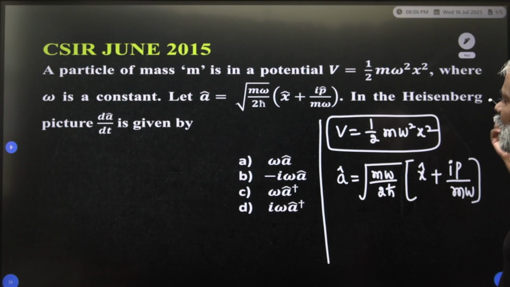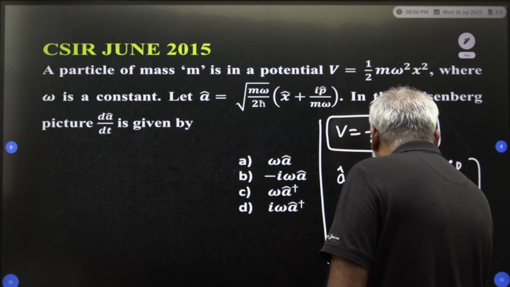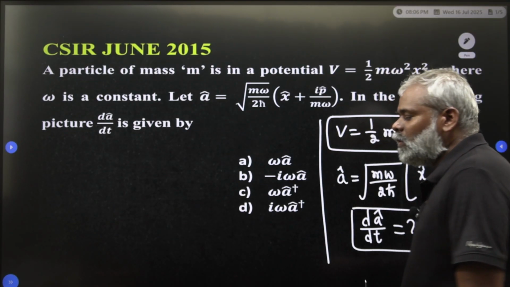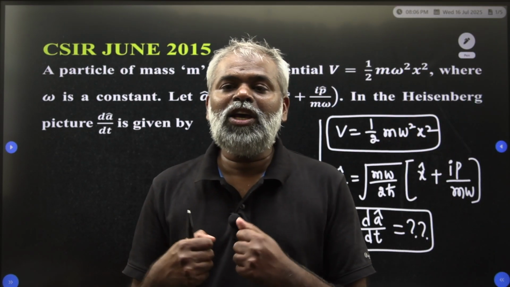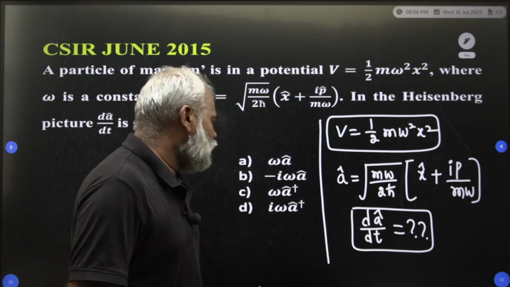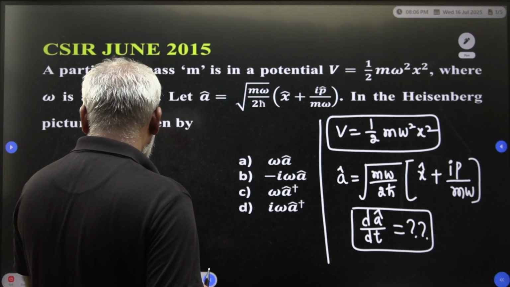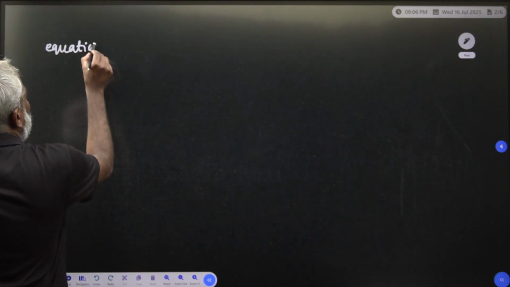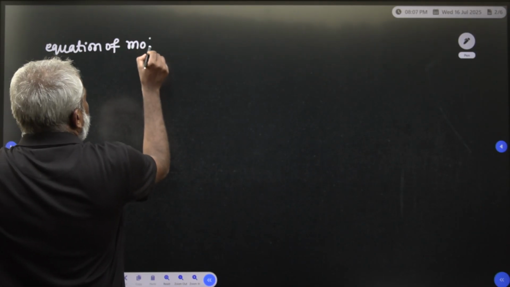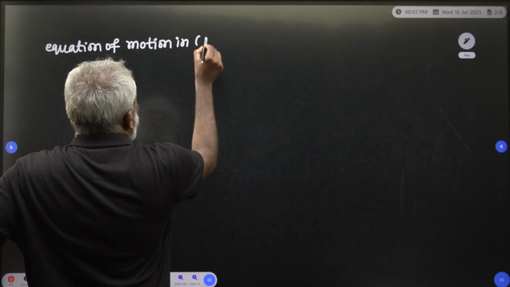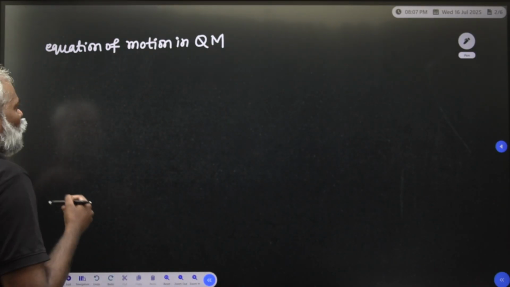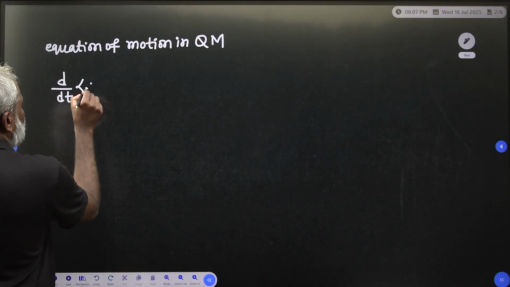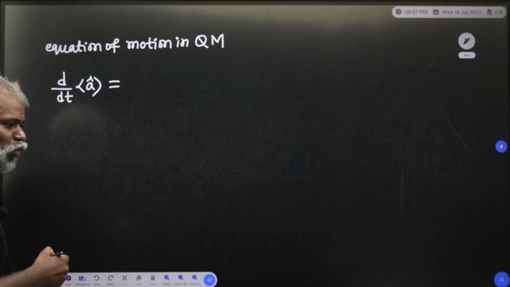Now they ask, in the Heisenberg picture, dA by dt is equal to how much? How do we have to solve this question? We solve it based on the equation of motion in quantum mechanics. First we have to see how to solve the equation of motion in quantum mechanics. We need to calculate the rate of change of the expectation value of the lowering operator.